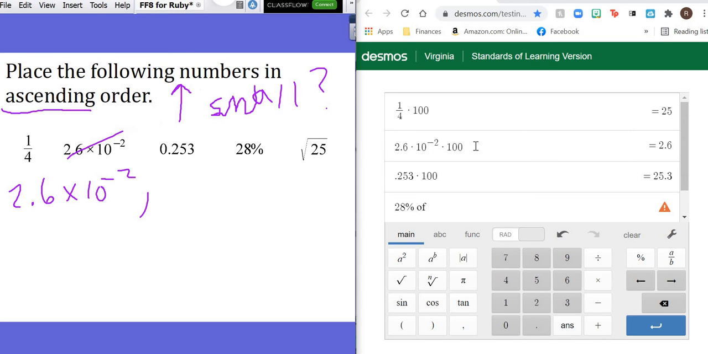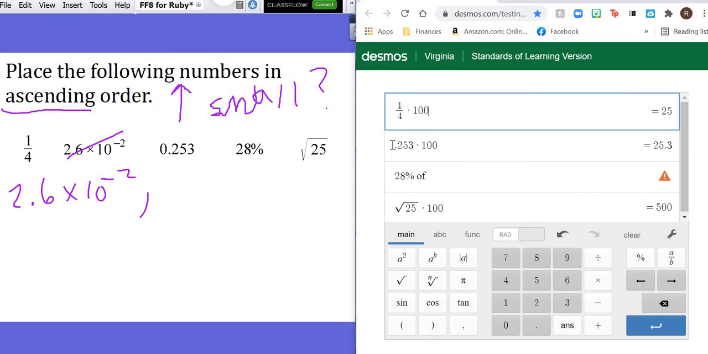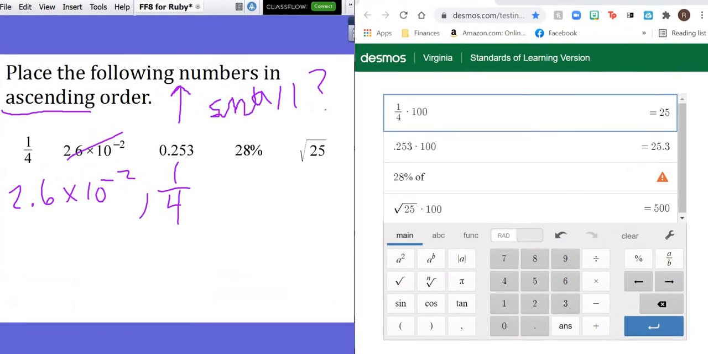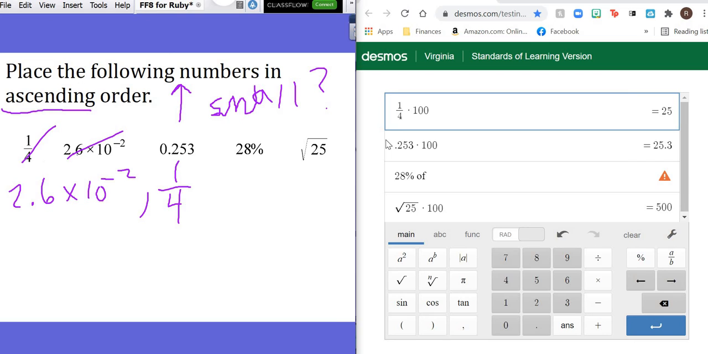Now I'm going to come to my calculator. I'm going to use my highlighter, and then I'm going to backspace, and now I can see everything I'm still working with. So I'm going to ask again, what's the smallest number? Is it 25%, 25.3%, 28%, or 500%? Well, it's definitely 25%, so we'll come over here and we'll write our 1 over 4. Oh, sorry about that. And we will highlight it and delete it.